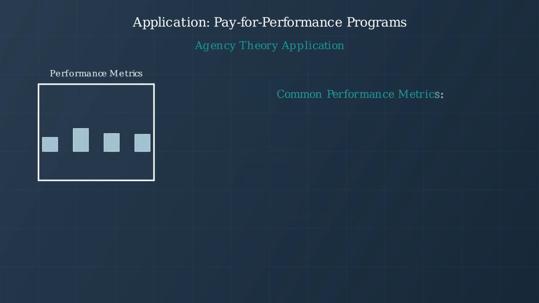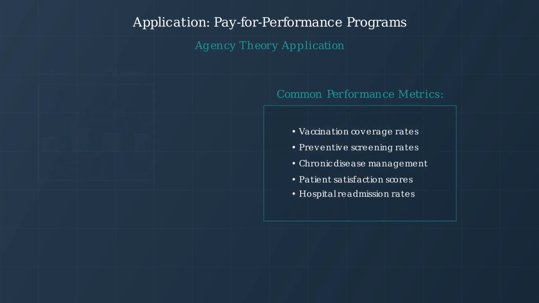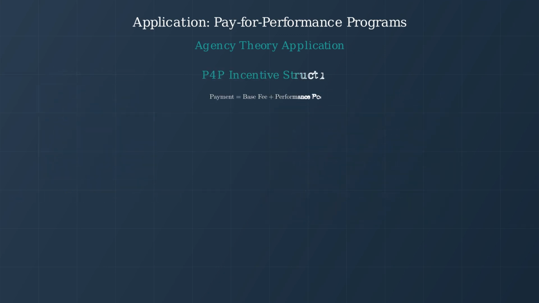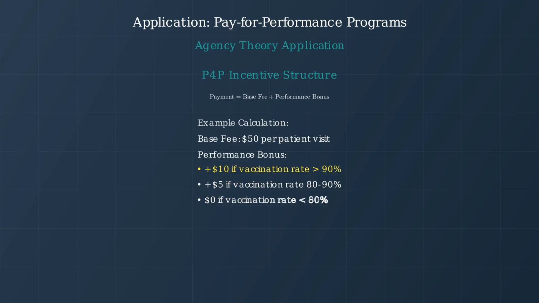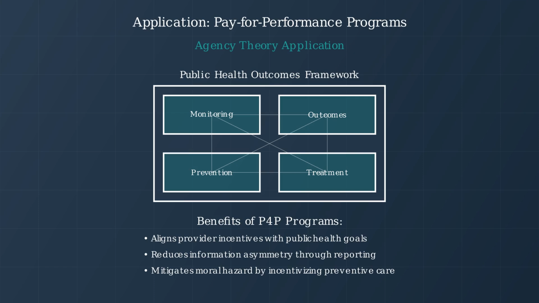Pay-for-performance programs tie reimbursements to specific, measurable healthcare metrics. For example, a primary care clinic might receive additional payments for achieving high vaccination coverage rates in their patient population. The pay-for-performance incentive structure typically includes a base payment plus a performance bonus tied to achieving specific targets. Pay-for-performance programs align with public health outcome frameworks by incentivizing providers to focus on preventive care and population health management.